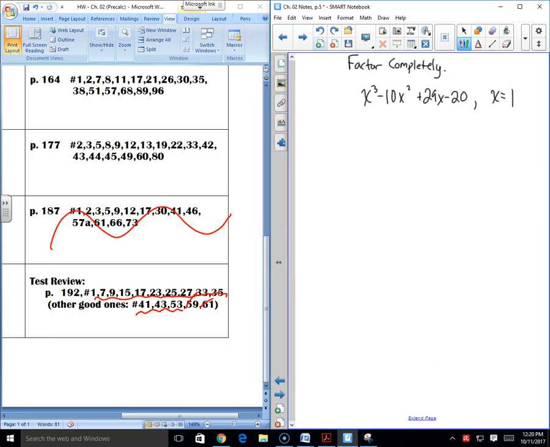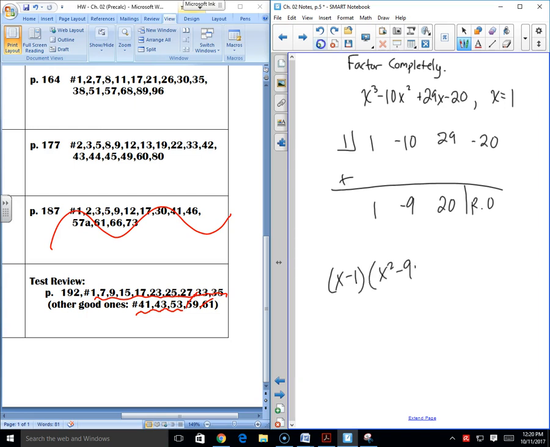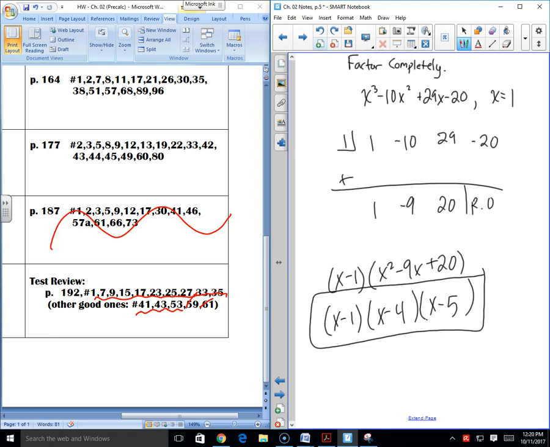Did anybody do synthetic? I did. Okay, when you plugged in 1, with 1, negative 10, 29, and negative 20, you should have gotten a remainder of 0, because I gave you a good hint. My question is, what was left? Negative 9, 20. Now, if I wanted you to factor completely, you would have needed to take that x minus 1, the factor from the 0, then take the x squared minus 9x plus 20 and keep factoring. Because then you would have x minus 4, x minus 5. So if I wanted you to factor it, those are the factors. If I wanted you to find the zeros, you would have gone one step more and identified all of the zeros.